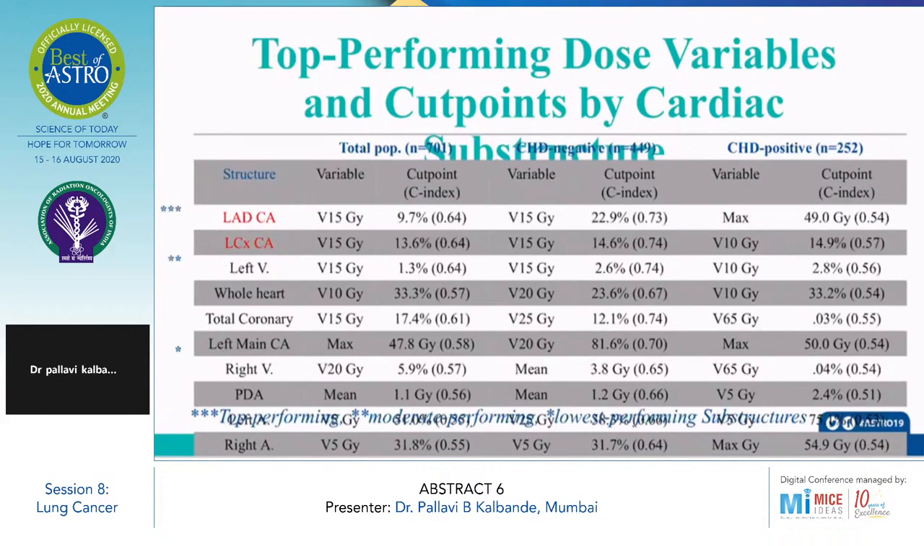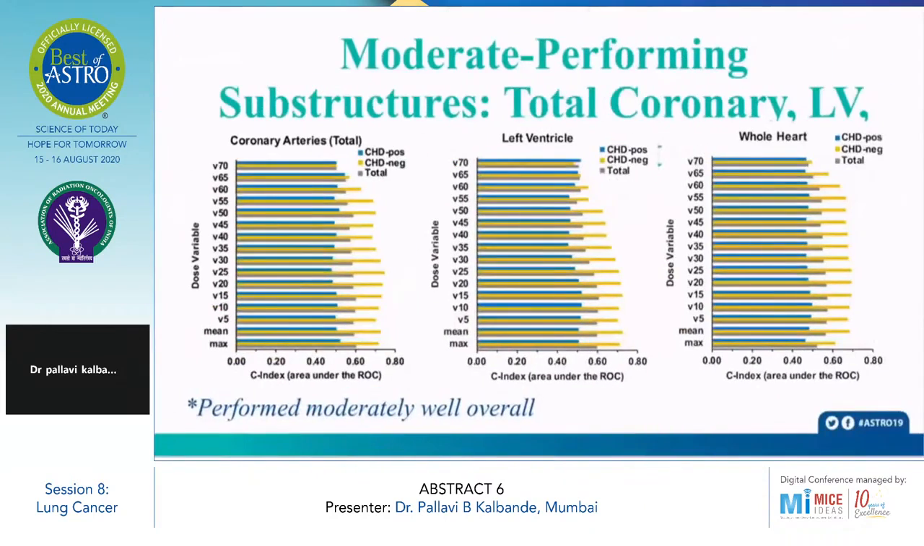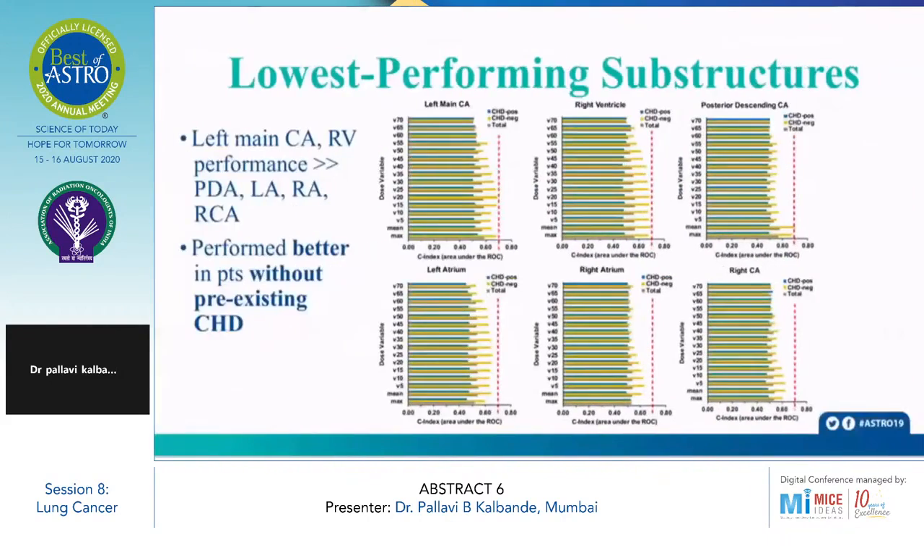Left anterior descending coronary artery and left circumflex artery were the top performing dose variables, and they performed better in patients without pre-existing coronary heart disease, with improved performance in low to moderate dose variables, that is V10 gray and V20 gray. Moderate performing substructures were total coronary artery and left ventricle. Lowest performing substructures were left main coronary artery and the right ventricle, which performed better in patients without pre-existing coronary heart disease.